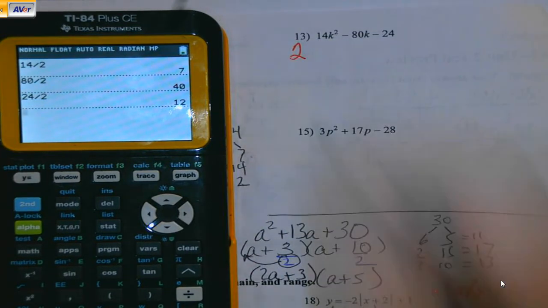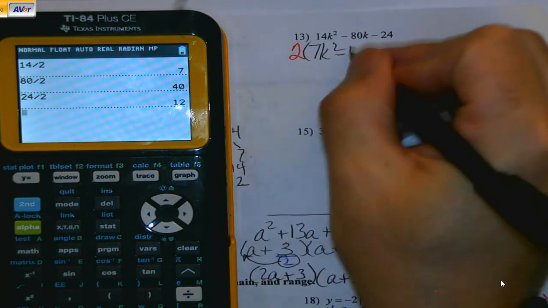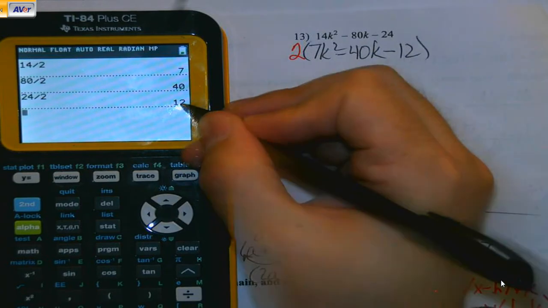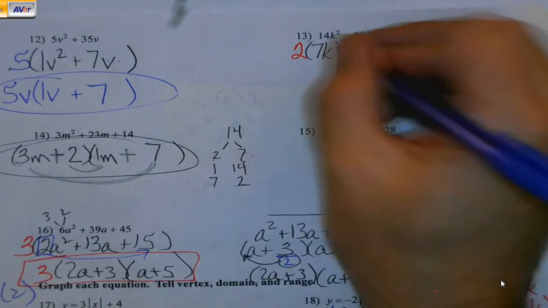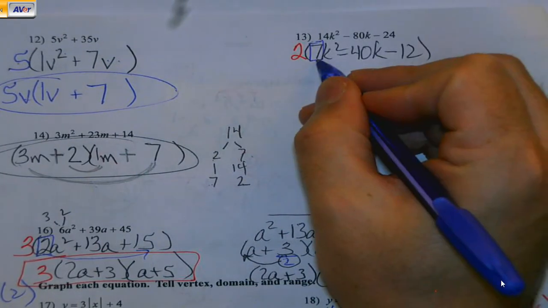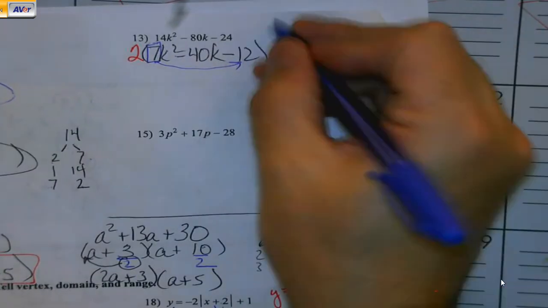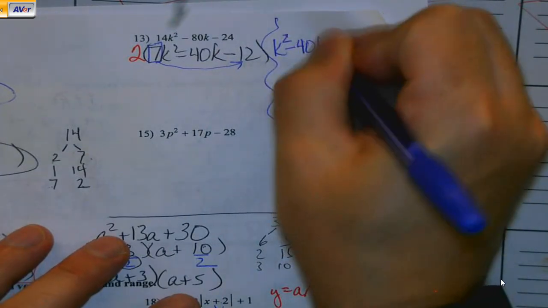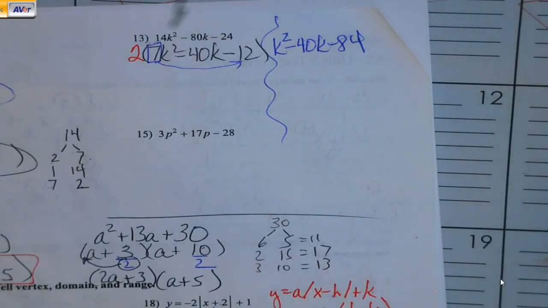So if I take a 2, that leaves me with 7k squared minus 40k minus 12. So I still am going to need to guess and check, slide and divide here. Since many of you are in slide and divide mode, I'm just going to remind myself this is sliding over, but I'm going to do my work to the side here. So k squared minus 40k minus 84. Ooh, this might take a minute.